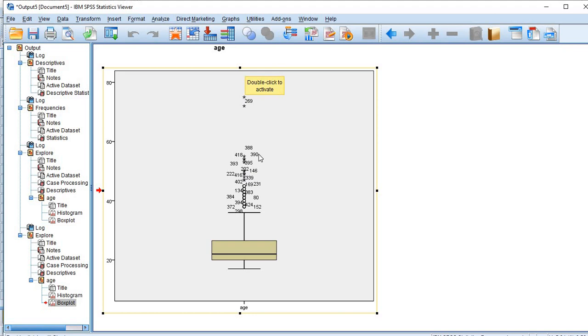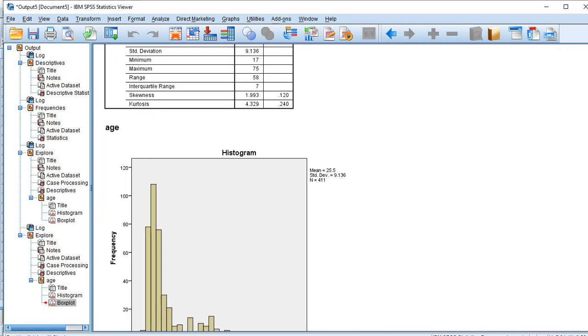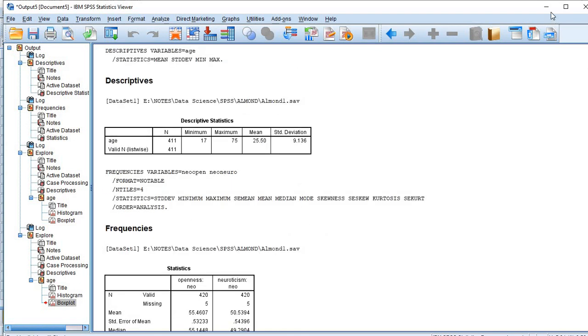So that is the beauty of using the explore method when it comes to descriptive analysis. It gives us more additional information than the descriptive approach or the frequency approach. But again, it is important to take note that this method of descriptive analysis is only applicable to quantitative variables, that is continuous variables. So we cannot do it for a categorical variable. I hope you guys now understand the three methods of descriptive analysis: the explore, the descriptive, and the frequency.